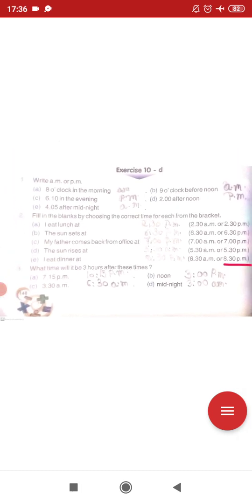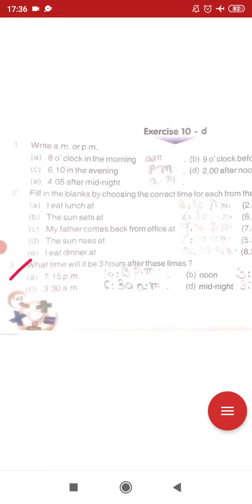Now the next series, question 3. The statement is, what time will it be 3 hours after this time? Under exercise 10D question 3, some times have been written, so you need to find out the new time after 3 hours. So just by adding 3 we can get the answer. Here you can see 7:15 p.m. 7:15 plus 3 means 10:15. So here your answer is 10:15 p.m.